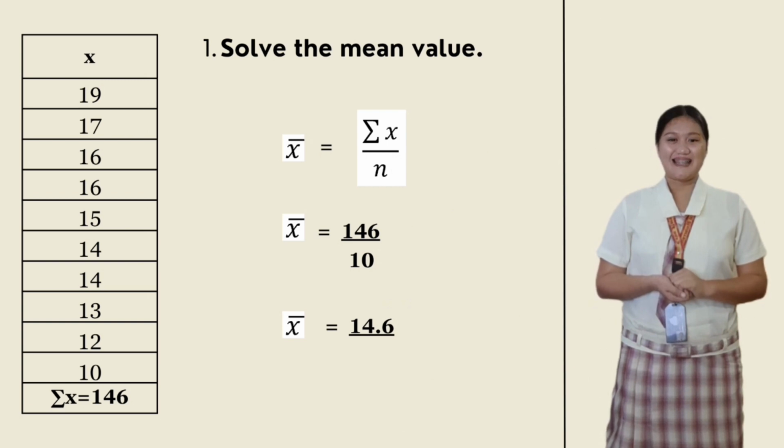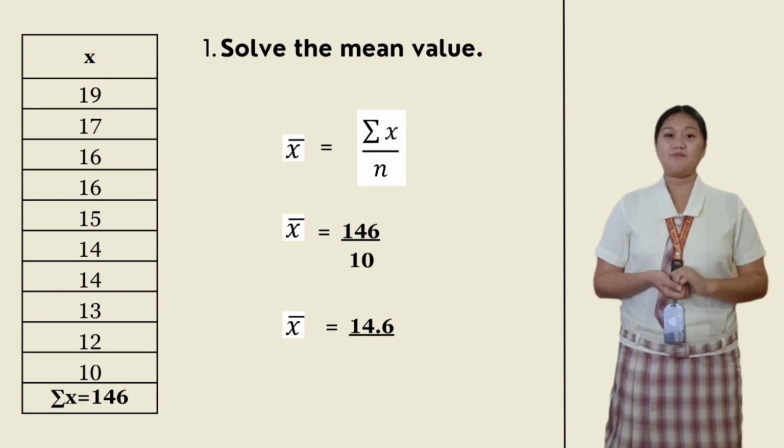19 plus 17 plus 16 plus 16 plus 15 plus 14 plus 14 plus 13 plus 12 plus 10 is equal to 146. And the total number of the scores is 10. So 146 divided by 10 is equal to 14.6. So our mean value is 14.6.